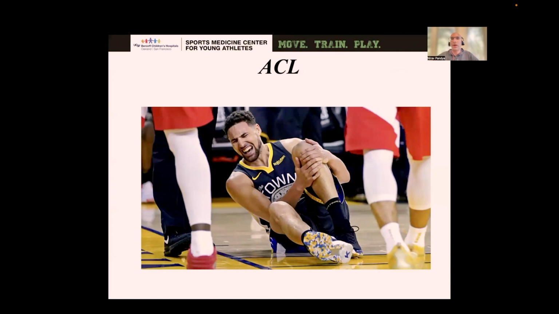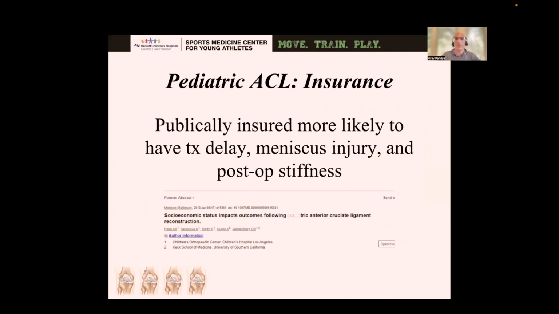So let's break down how outcomes of care and various pathologies are impacted by these various factors. And let's start with ACL surgery. So if you look at pediatric ACL patients and break them down, their outcomes in terms of insurance status.